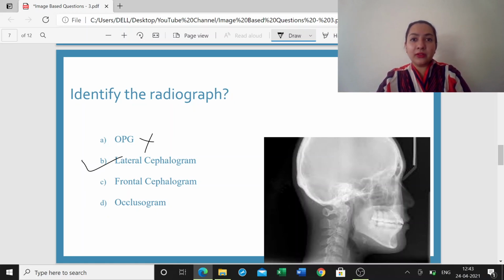So from OPG we can know the status of the dentition. From lateral cephalogram, we can know the status of the arches. So what we do is take up a lateral cephalogram and trace cephalograms. And all the cephalometric analysis which we have, right, Downs, Steiners, Wits appraisal, Tweeds or whatever, everything is based on the readings of lateral cephalogram.